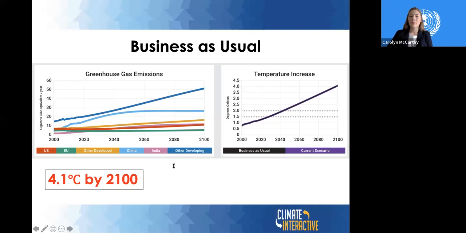Each line represents one of your groups today. So we see at the very top, in the dark blue, we have other developing nations, followed close behind by China in light blue. The yellow line represents other developed nations. In the pink, we have the greenhouse gas emissions from India. In red, we have those emissions from the United States. And in green at the bottom, we have those emissions from the European Union.